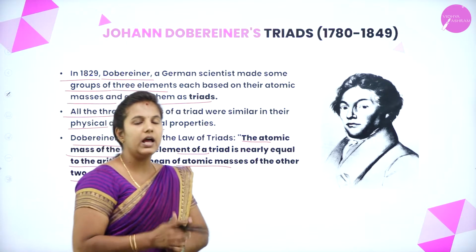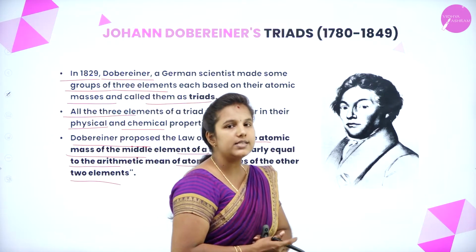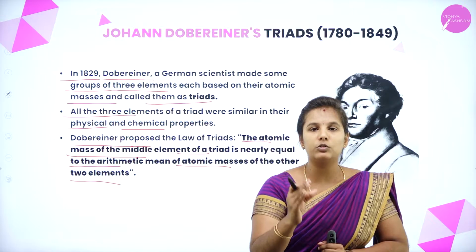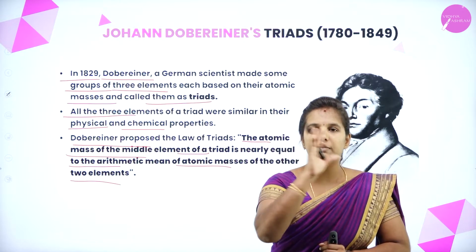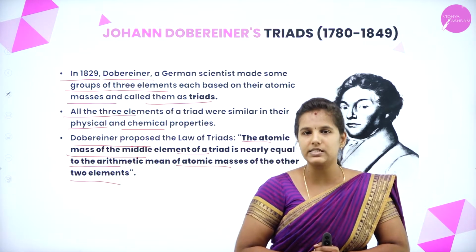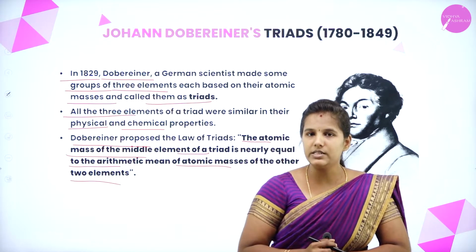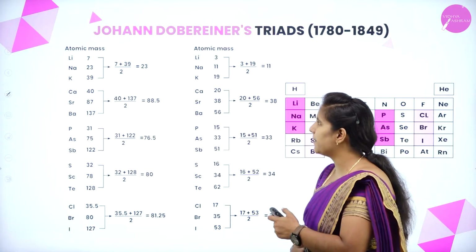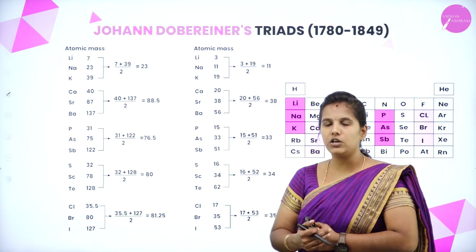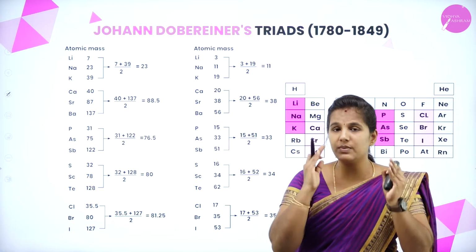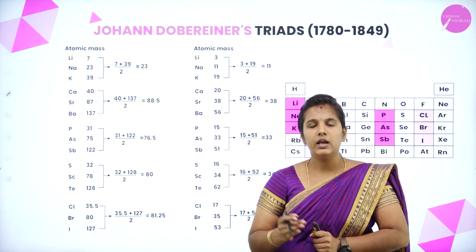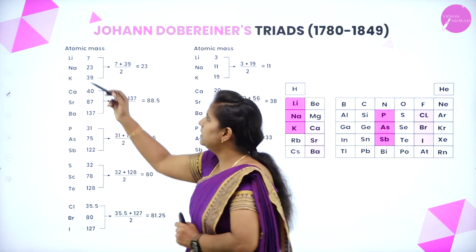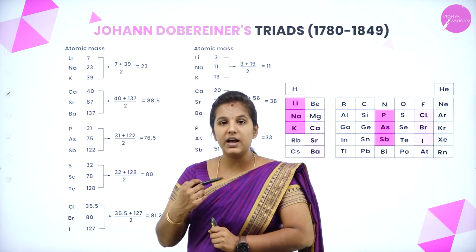So, what does he say? According to Döbereiner, the atomic mass of the middle element is always equal to the arithmetic mean of the atomic masses of the first and the last element. Let's see how he stated this law based upon his own prediction, with an example. Here, I have listed a few elements which had been discovered at that time. He grouped three elements and called them a triad.